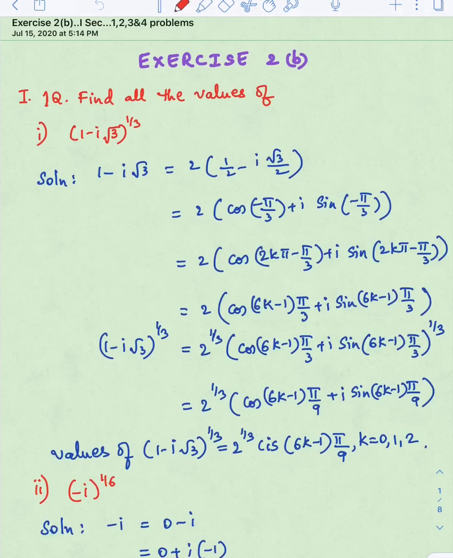Exercise 2b in De Moivre's theorem. First section, first question. Find all the values. Here some bits are given. This is our first bit.